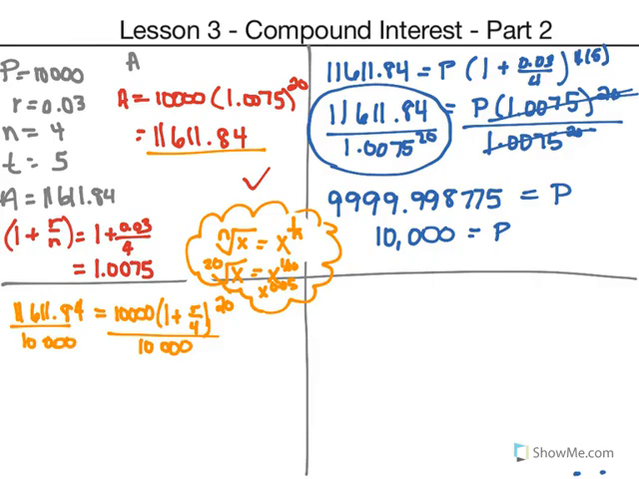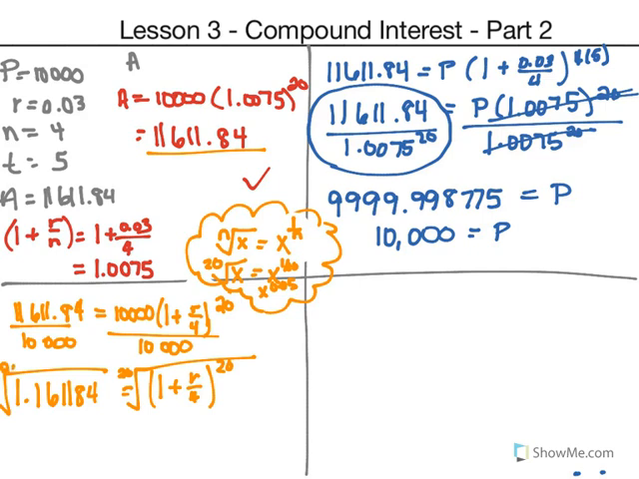And this, because it's a 10,000, turns into 1.161184 equals 1 plus r over 4 to the power of 20. So to get rid of the power of 20, we have to take the 20th root. This is where it comes in handy. I find it easier to type to the power of 0.05 into my calculator than to find the 20th root of something. So you could type 1.161184 yx 0.05.